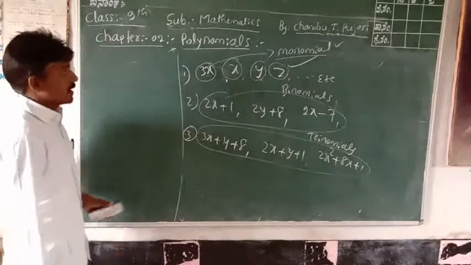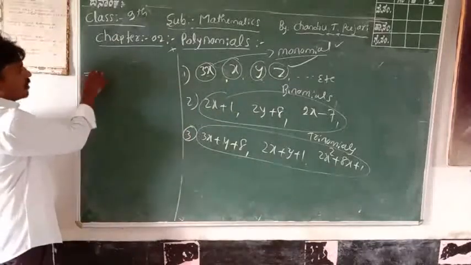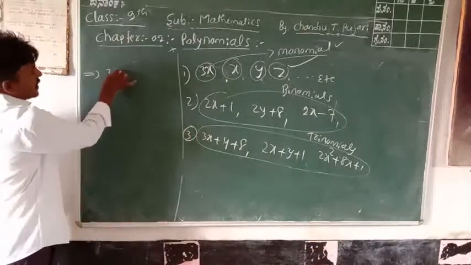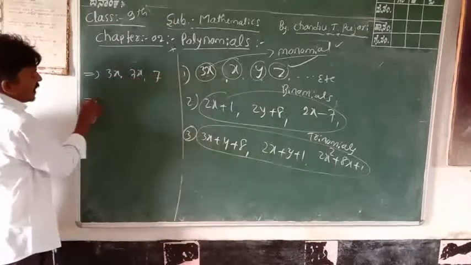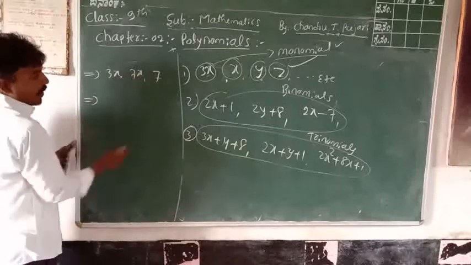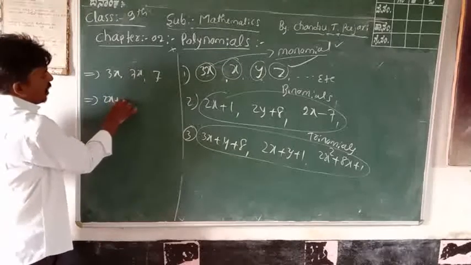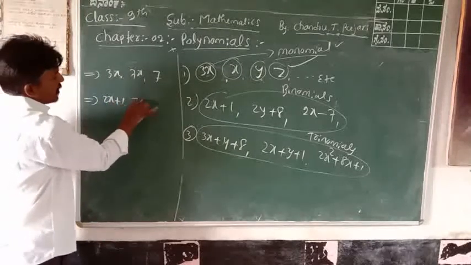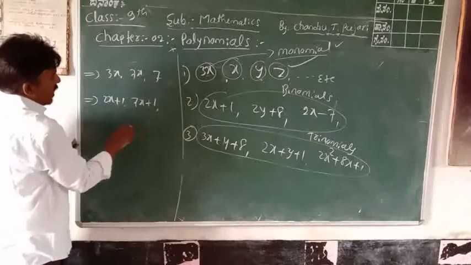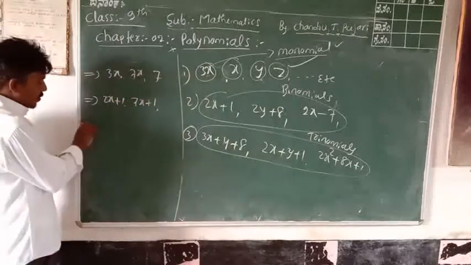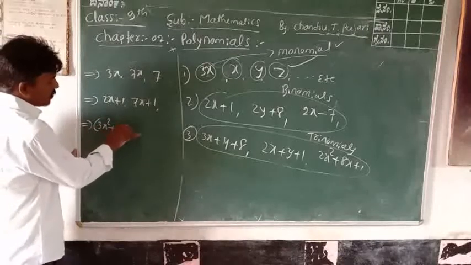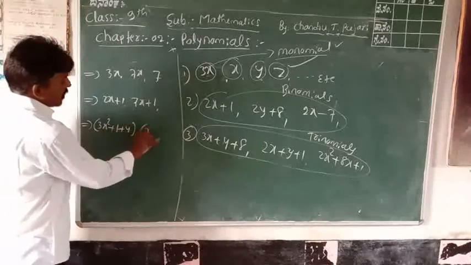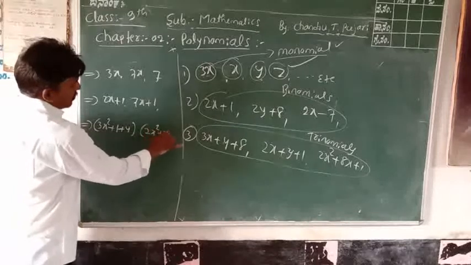Dear students, listen once again. Monomials are 3x, or 7x, or y. Binomials are 2x plus 1, or 7x plus 1, and so on. And trinomials are like these: 3x square plus 1 plus y, or 2x square plus x plus 8.